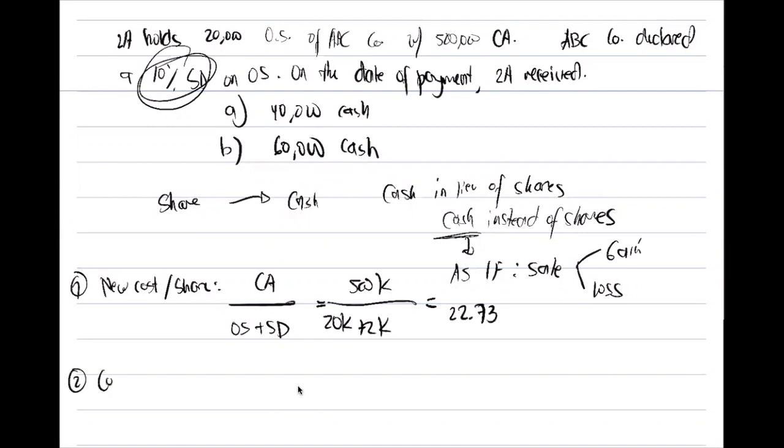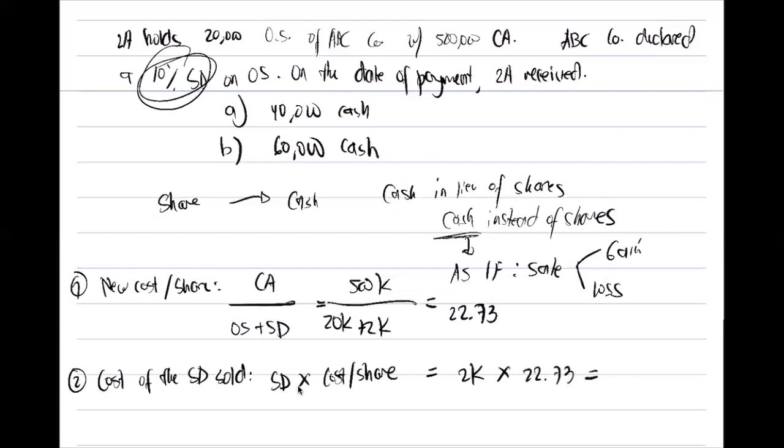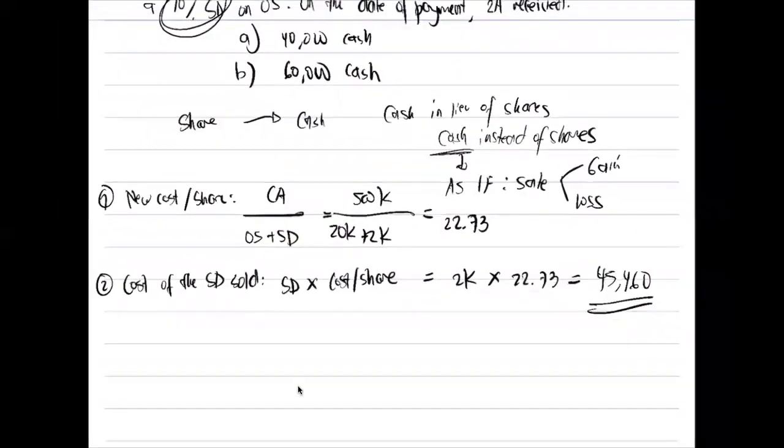And then we get the cost of the stock dividend sold. To compute for the cost of the stock dividend sold, we multiply the stock dividend by your cost per share. So the amount of our stock dividend is 2,000 shares. The cost per share is 22.73. So 22.73 multiplied by 2,000 shares will give us 45,460.